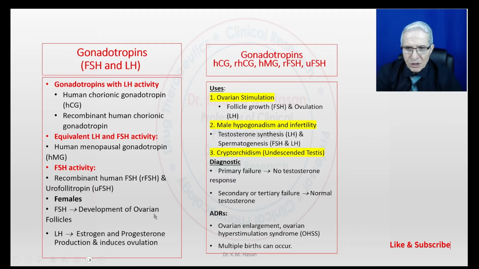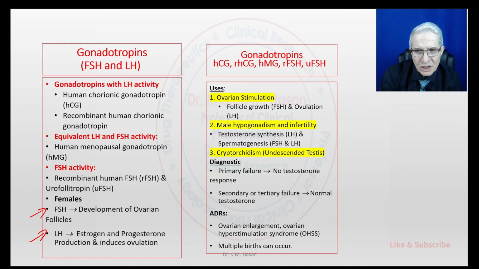Speaking about the function, FSH is responsible for development of ovarian follicles, and LH is responsible for the production of estrogen and progesterone and induces ovulation. So you can see here we have the function: FSH responsible for development of ovarian follicles, LH responsible for the production of progestin and estrogen and induction of ovulation.